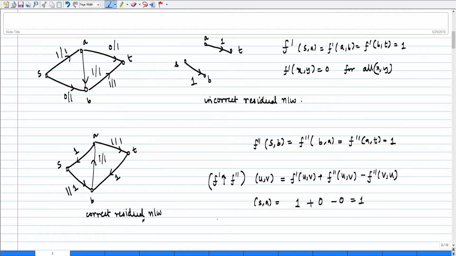Now let us do it for the interesting edge, which is F prime augmented with F double prime on the edge. Which is the interesting edge? AB, right? That is the interesting edge. And let's look at what happens.